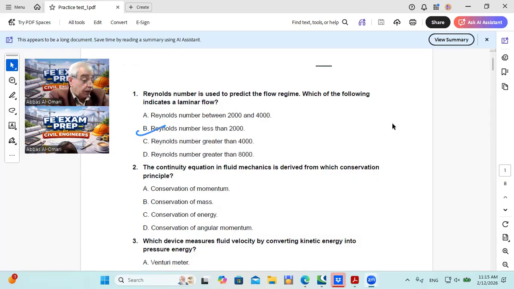The second question: the continuity equation in fluid mechanics is derived from which conservation principle? Now we know that the continuity equation is a mass balance. So the answer is B. It does not have to do with the conservation of momentum, and it does not have to do with the conservation of energy or angular momentum. So the correct answer is B.